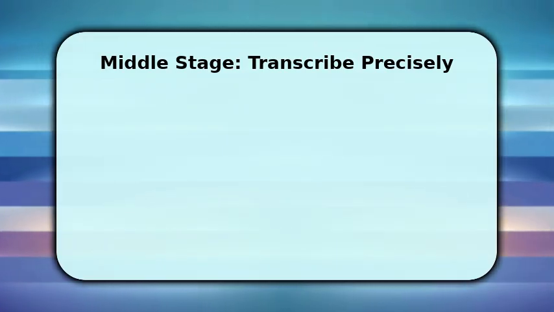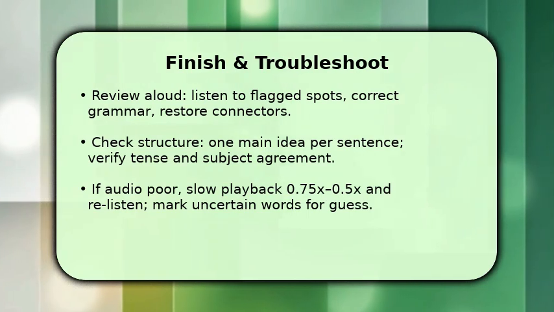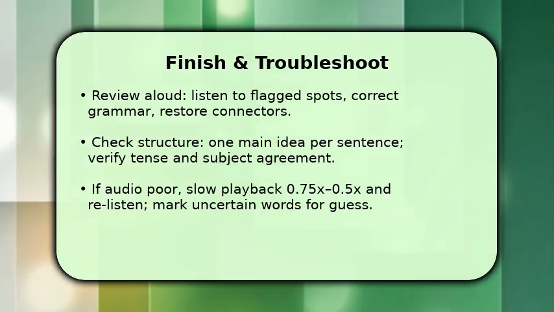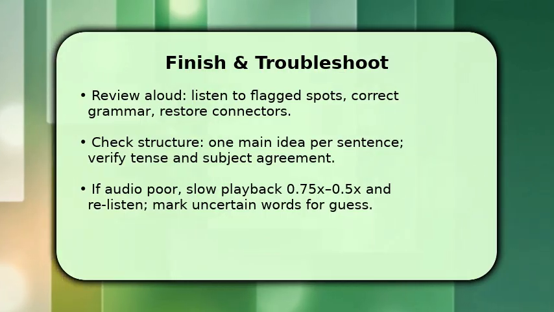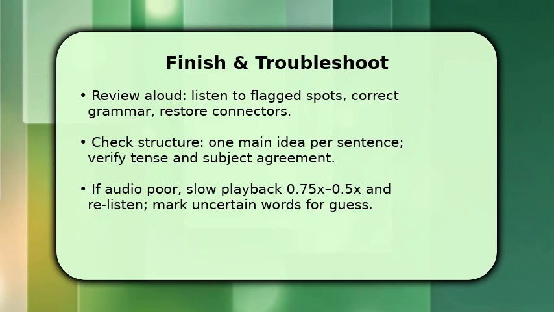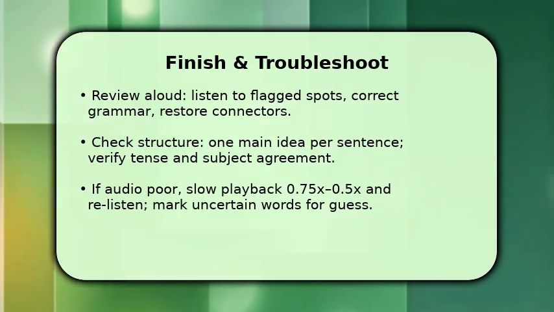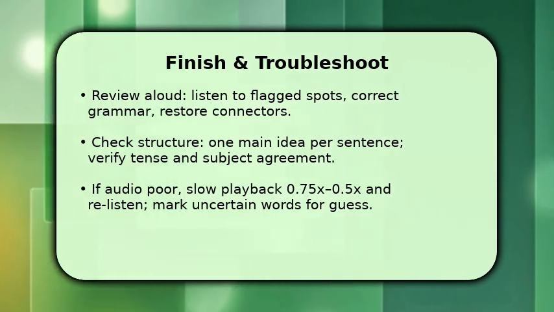You finish by polishing and checking. Read your dictation aloud to catch grammar, missing connectors, and subject-verb agreement. Once done, listen only to flagged segments and correct specifics like names and numbers. Make sure each sentence expresses one clear idea and restore original tense where needed.